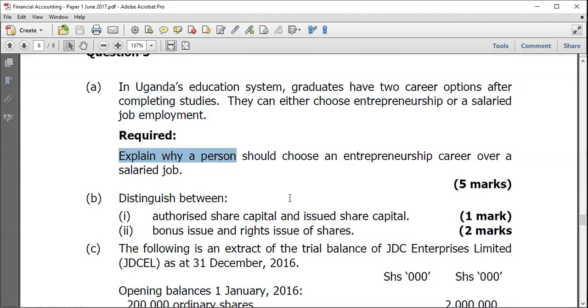Those are 5 marks. For this one, you may not even have read about it, but all you know are the importances of entrepreneurship over jobs. Of course, with entrepreneurship, you are like a boss of your own.